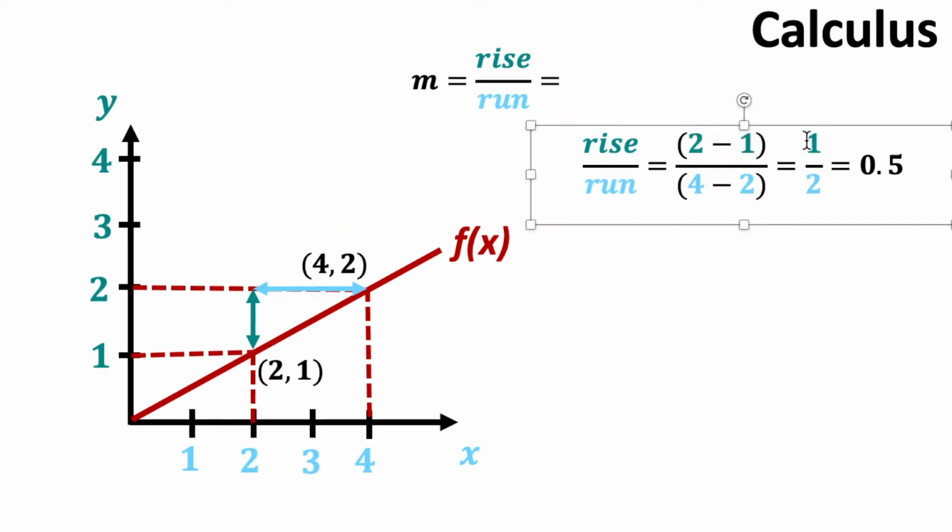So 2 minus 1, 1, and 4 minus 2, 2. So we get 1 over 2. You can also simplify this to 0.5, but you don't necessarily have to. It's up to you. So basically what we get from this is our gradient for this line over the entire line is going to be 1/2.